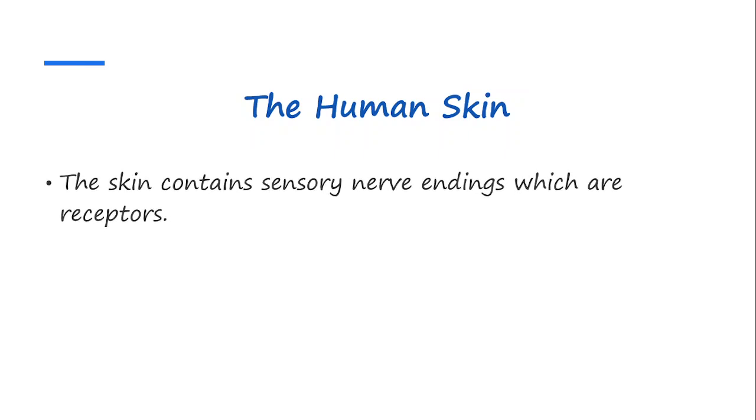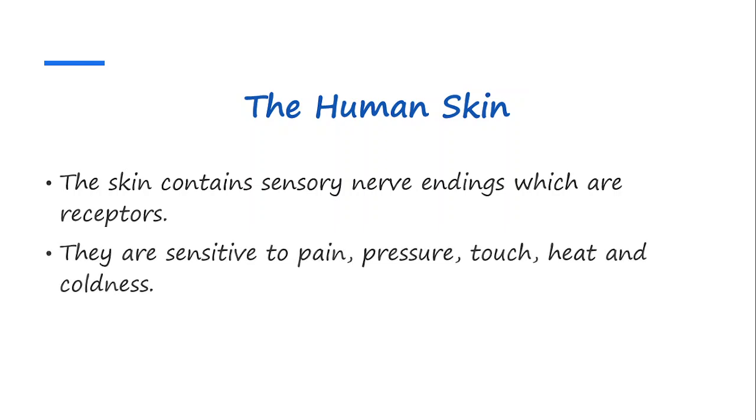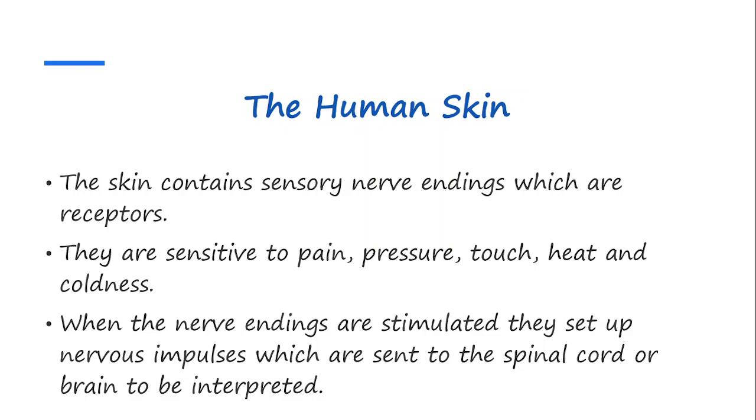Now, the skin contains various sensory nerve endings, which are the receptors. There have to be receptors for it to be counted as a sense organ, as we've seen in the other ones. These receptors are sensitive to pain, pressure, touch, heat, and coldness. When the nerve endings are stimulated, they set up nervous impulses, which are sent to the spinal cord or brain to be interpreted.